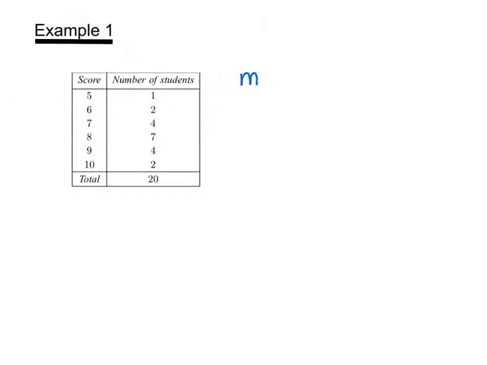Remember, the mode is the most easy value to find, and it's simply the data point that occurs the most often. And we see that 8 occurs 7 times, which is the most out of any of the values, so the mode equals 8.